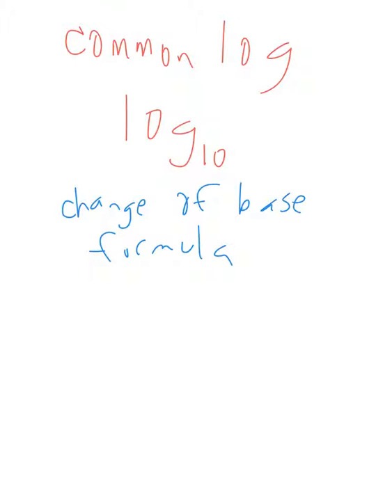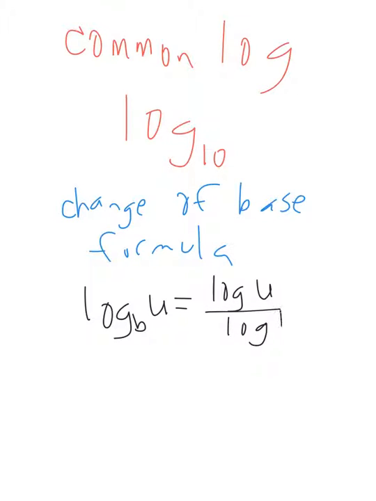So on your blue sheet we have this. We have the log of u in any base, and that's equal to the log of u divided by the log of the base b. Now these are understood to be base 10 logs here. And we usually don't write that 10 there, we just say the log of u divided by the log of b, and we use our calculator.